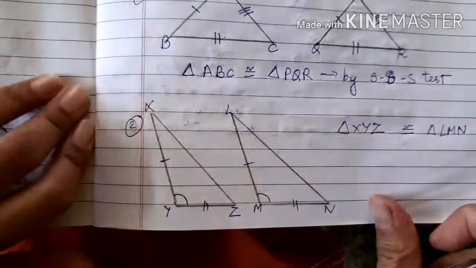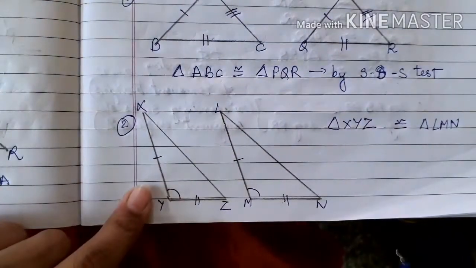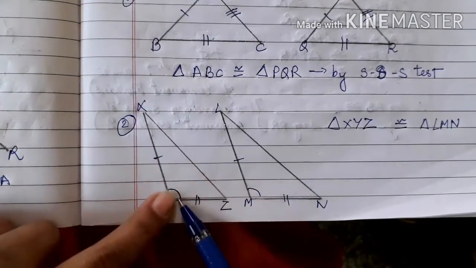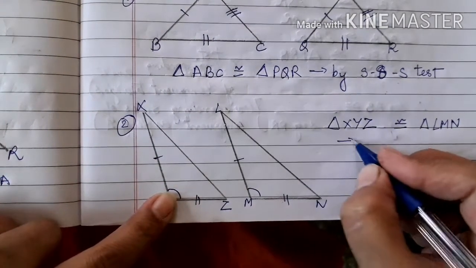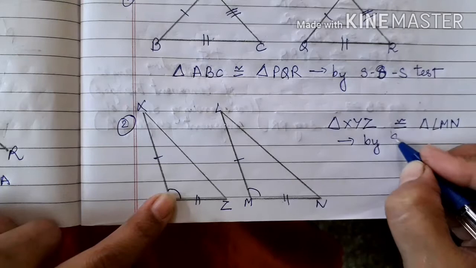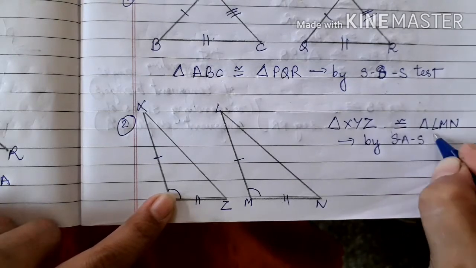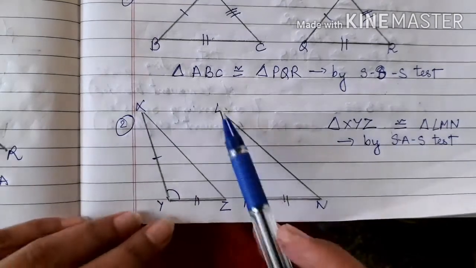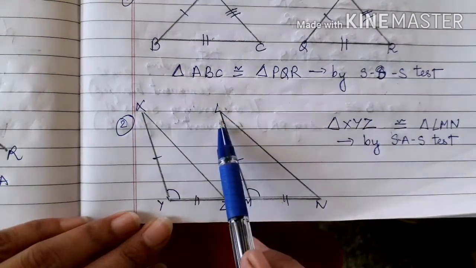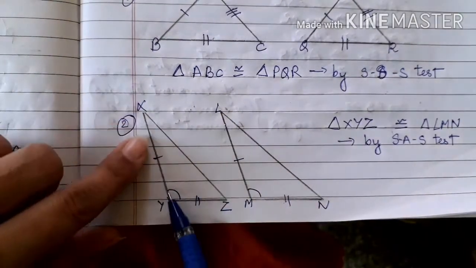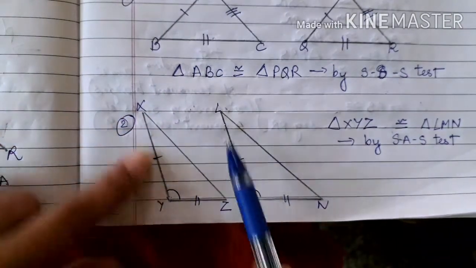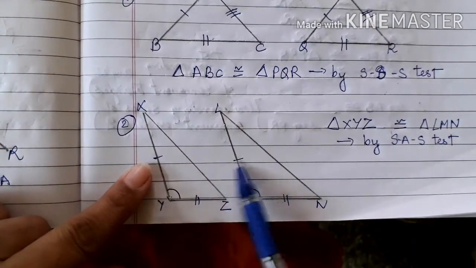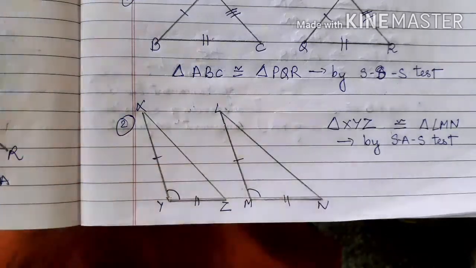These triangles are congruent by which test? Side angle side test. So by SAS test. Only this much you all have to write. Children, you all don't have to make mistakes. You don't have to write the sides from this side. If you are writing XY, then its congruent side is LY. So it should go simultaneously. You don't have to change the sides.